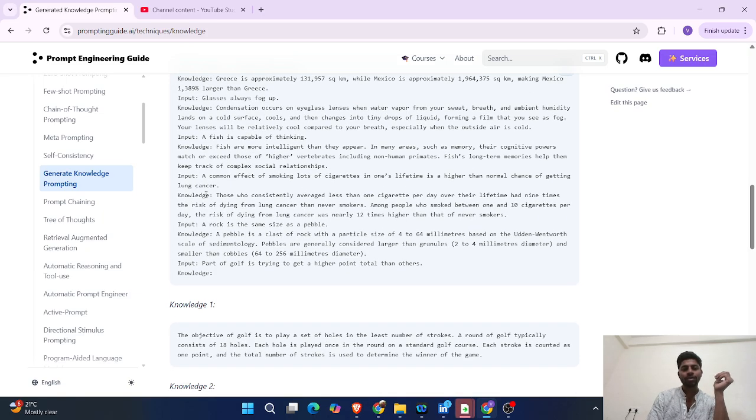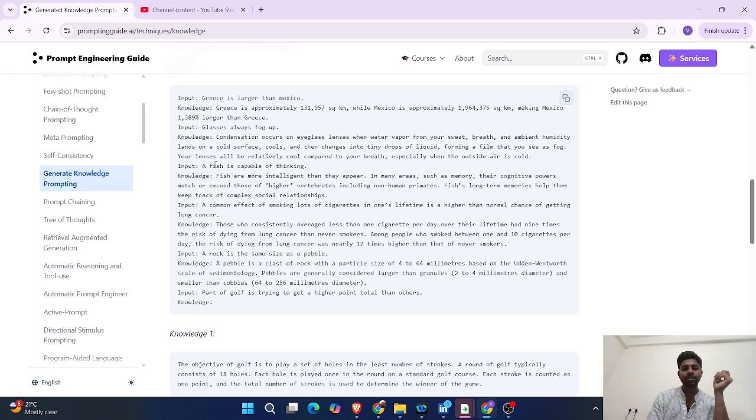And even for whatever questions you ask, like "A fish is capable of thinking," the knowledge is that fish are more intelligent than they appear. In many areas such as memory and cognitive powers, they match or exceed higher vertebrates, including non-human primates. Fish long-term memories help them to keep track of complex social relationships. It was giving the answer based on this data.